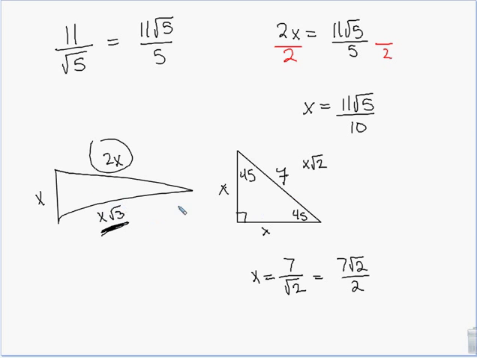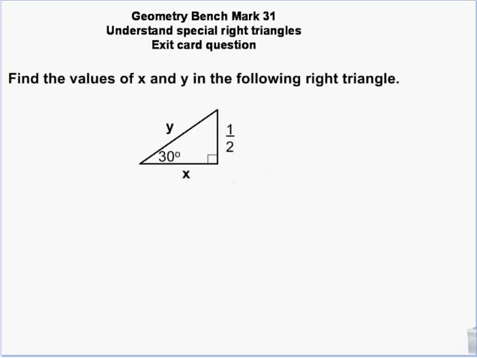And then, you know, if this was over here, let's say, and it was 7 root 3 over 3, and then you had to find the other side, then you just multiply it by 2, and so it would be 14 root 3 over 3, if that makes sense. Okay. I would like you guys to try this one.